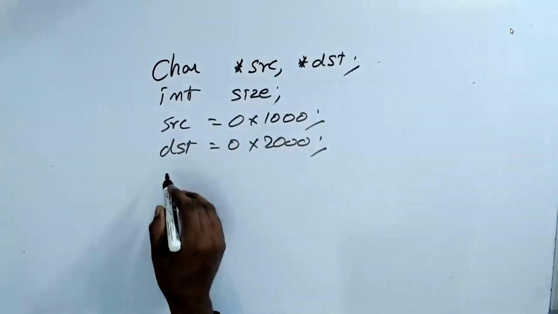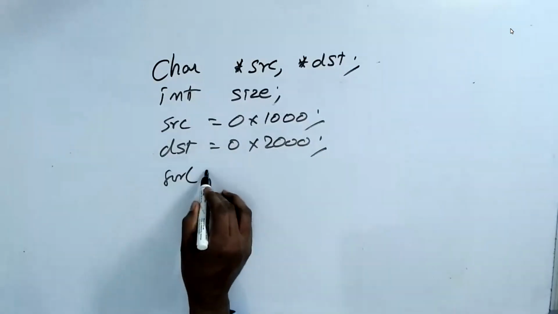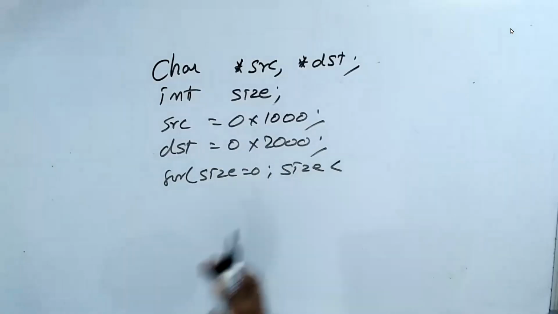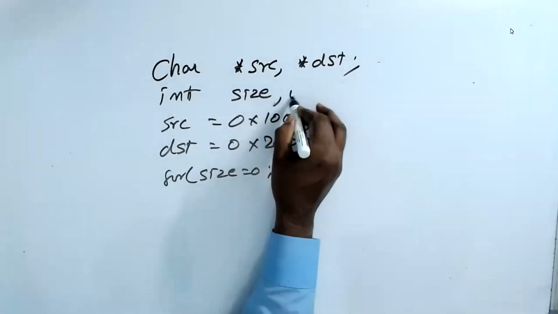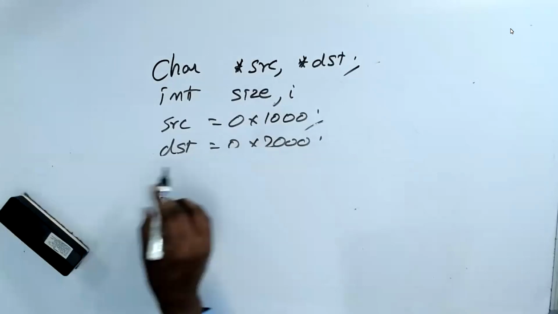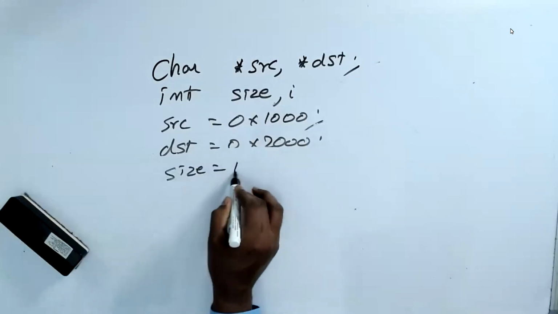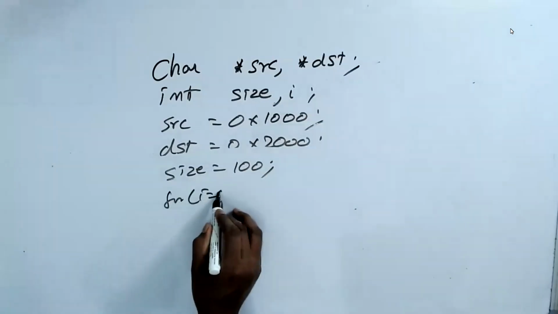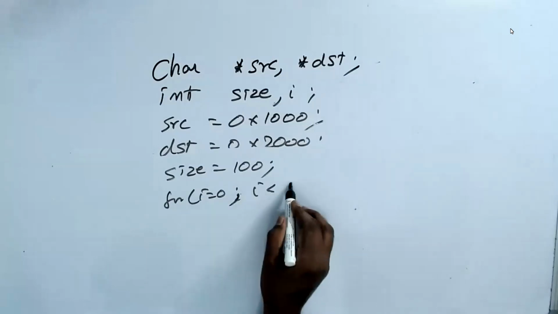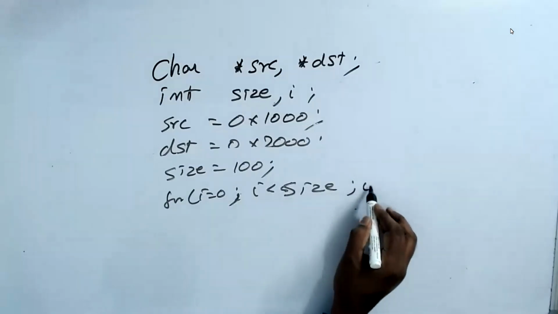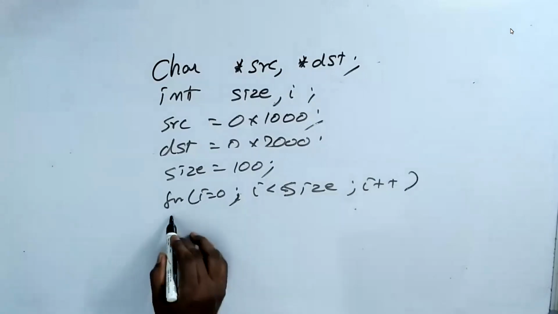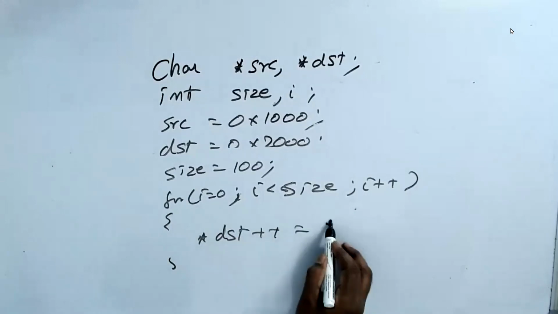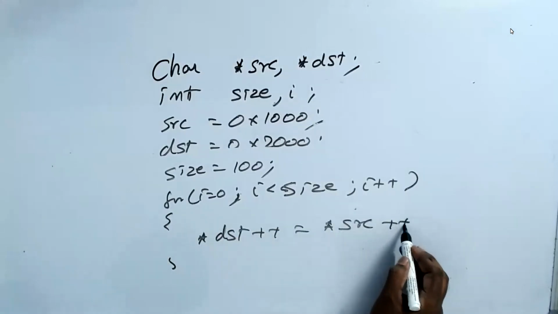Then we write here: for i is equal to 0, i less than size, i plus plus. I write here *destination plus plus equal to *source plus plus. What does it mean?